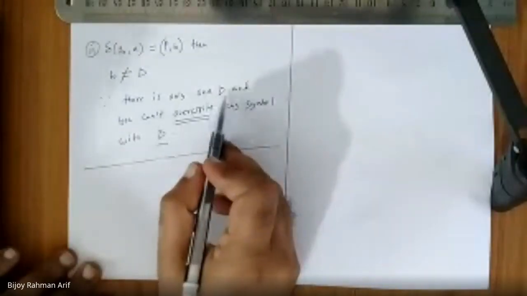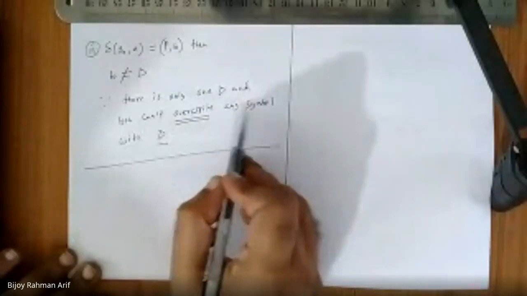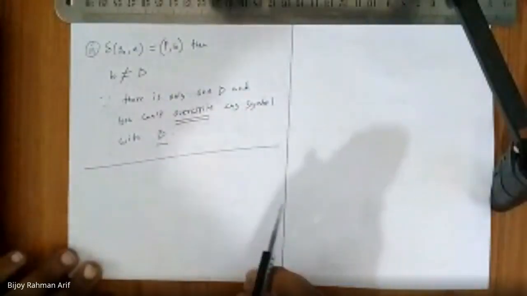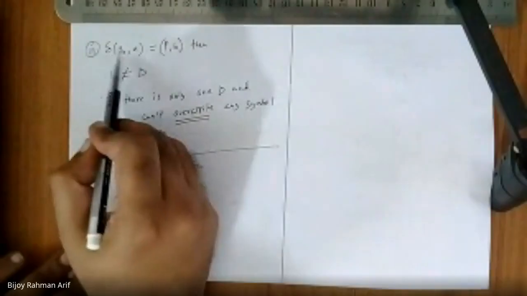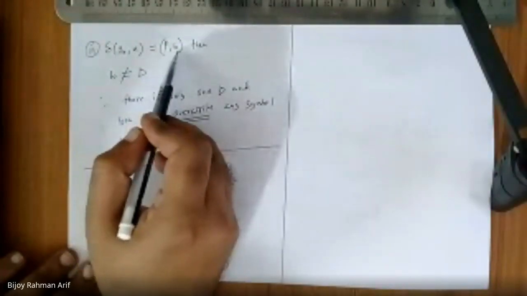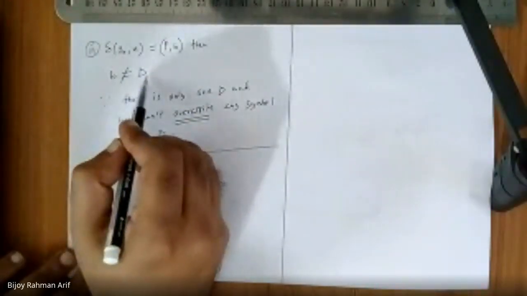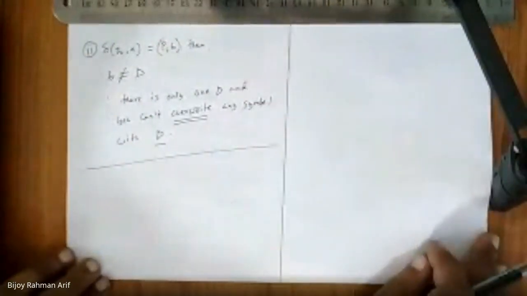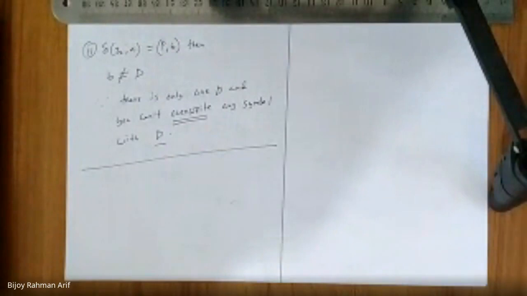Sir, all right. Can you tell what is written in the first line? There is only one triangle, and you cannot overwrite any symbol with triangle. Sir, the first line is at the top of the page: Delta Q naught A is equal to P comma B. Then B not equal to triangle. Yes, sir. All right. Yes, sir.